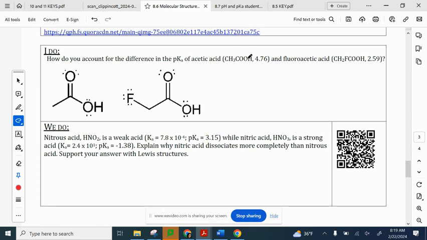All right, so we're looking at the difference in the pKa for acetic acid and fluoroacetic acid. So pKa of this guy is 4.76. And this is going to be 2.59. Okay. So this hydrogen right here, if we were to pull this hydrogen away, that means we have a higher concentration of H, which means we have a lower pH. Why would it be easier to pull the hydrogen away from here versus this guy?